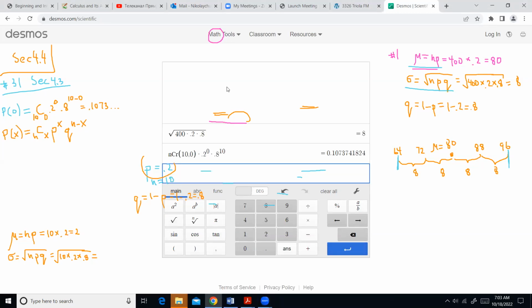Maybe I can clear this a little bit. It's just too messy. So the mean is P multiplied by our sample size. So I go square root of 10 times 0.2 and then times Q, which is 0.8. So our standard deviation is 1.26 or so, right?